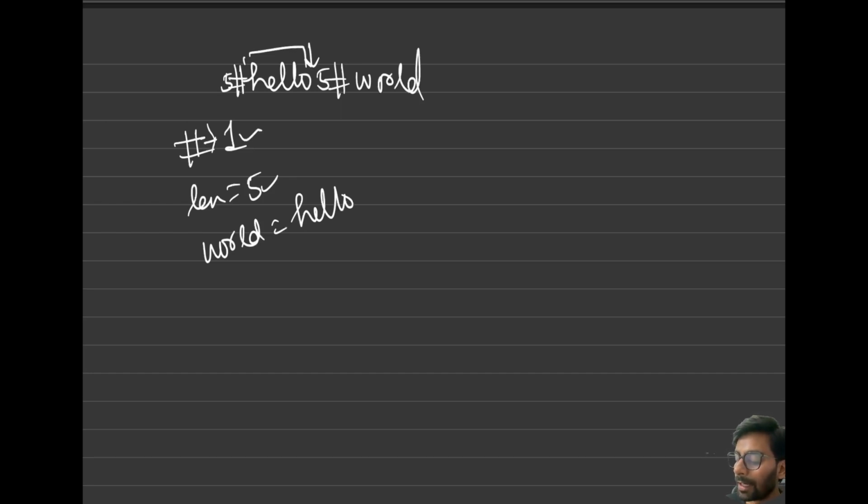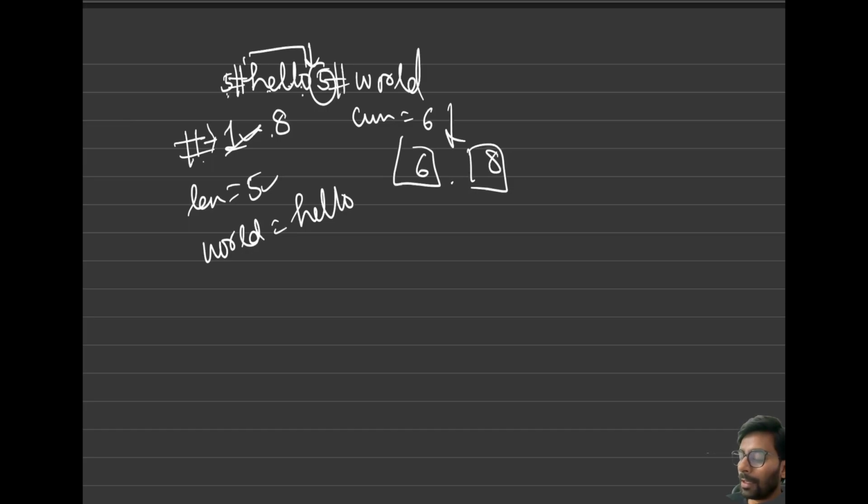Now again we'll try to find the position of the hash, which in this case would be 0, 1, 2, 3, 4, 5, 6, 7, 8. So the new position of the hash is 8. And where are we? We are at 0, 1, 2, 3, 4, 5, 6. The current position is 6. So between 6 and 8, whatever is there in between, that will be our length. So the new length will be 5 again. Correct? So we got the length.